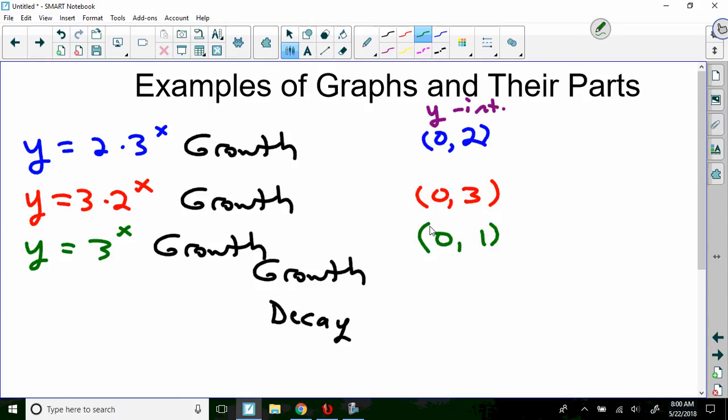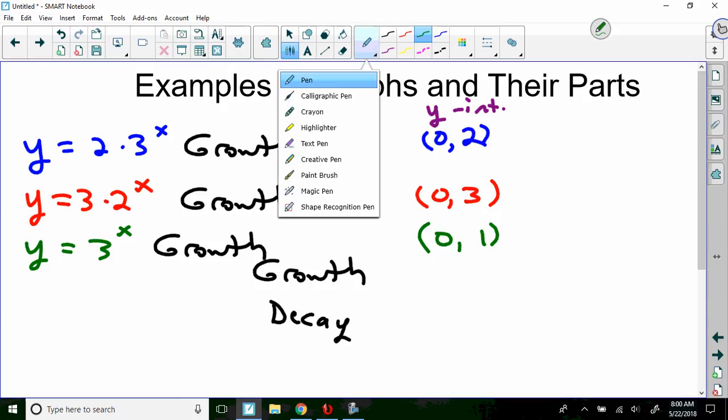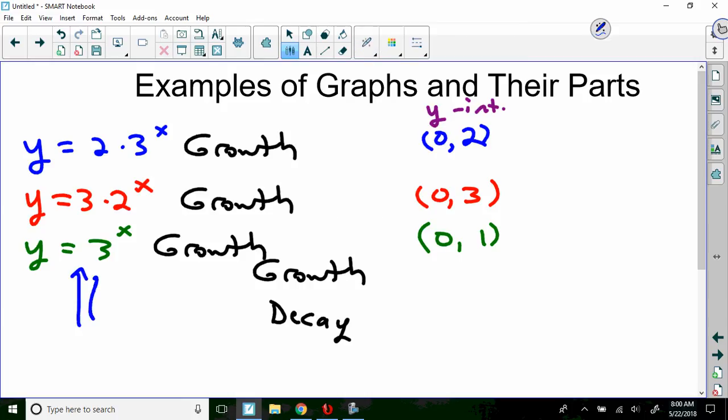But I don't understand. There's no a value there. Or is there an a value? And it's implied. It's implicit. It's 1. It's the coefficient of the 3. And even though we don't see it, let's look right here for a minute. There's really a 1 there, isn't there? Okay.